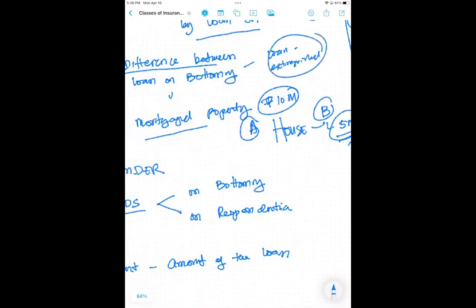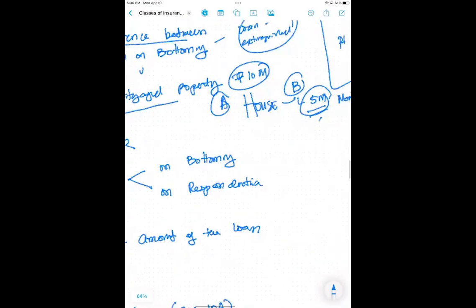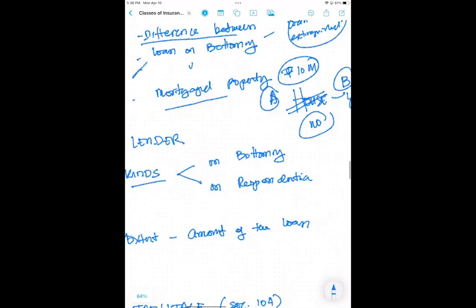Okay? The loan is extinguished when the ship is actually lost. What will happen in case the house is totally destroyed by fire? Is the loan extinguished? Answer: no. The loan is not extinguished.